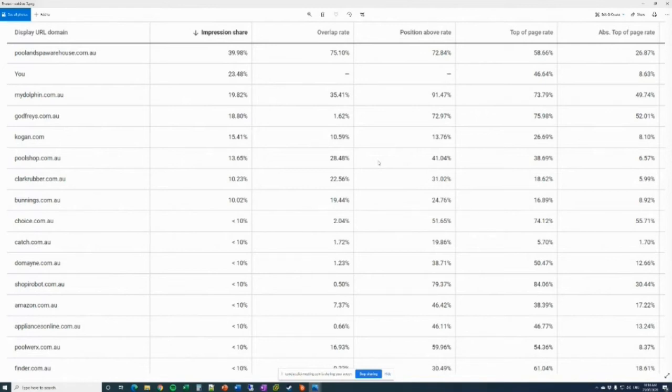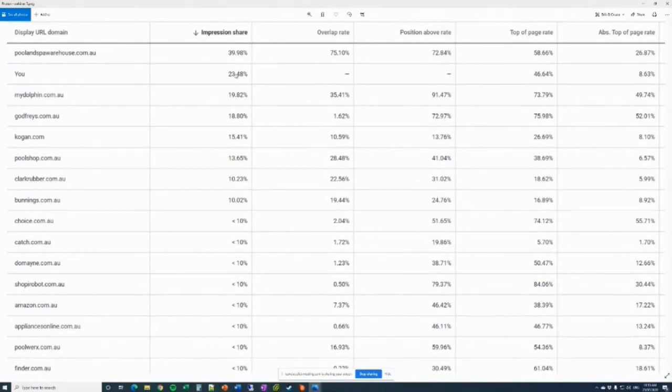This tells you who all the other businesses are that are competing for the same products. Pool and Spa Warehouse is number one on the list, and there's a column here called impression share. I don't know why they called it impression share; they should have just called it market share. It's much easier to relate to. Pool and Spa Warehouse has 39% of the market share of the ads shown for that term. You is me, the advertiser account. We've got about 25% of the market share.